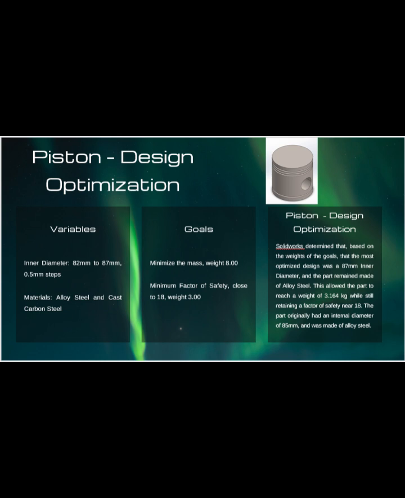For the design optimization, the piston was optimized to reduce weight while maintaining its minimum factor of safety. To do this, the inner diameter of the piston was varied from 82 mm to 87 mm in 0.5 mm steps, with it originally having a diameter of 85 mm, and allowed for cast carbon steel as a material variation. SolidWorks determined that, based on the weighting of the goals, the ideal inner diameter was 87 mm, and the ideal material between cast carbon steel and alloy steel was alloy steel.